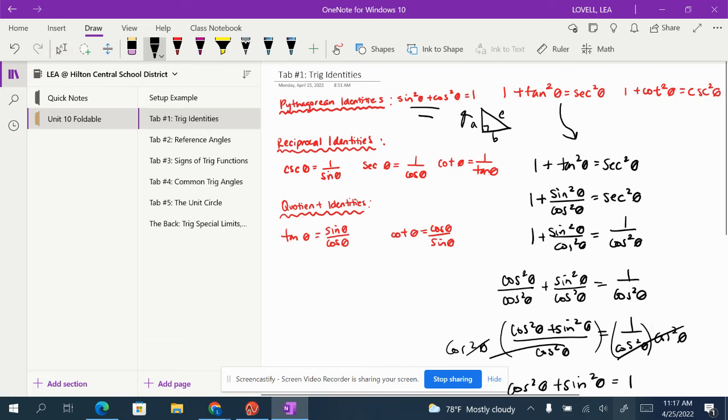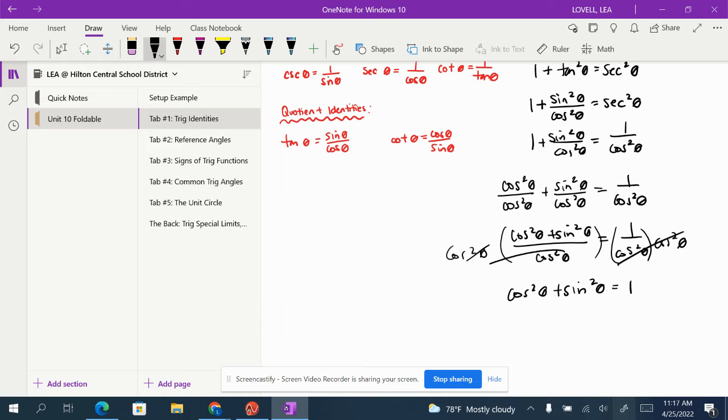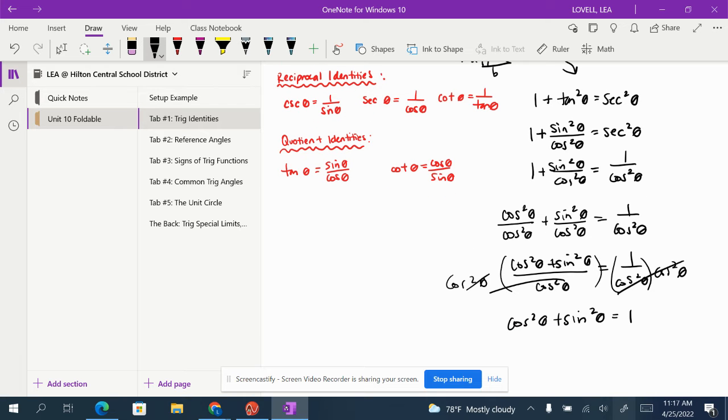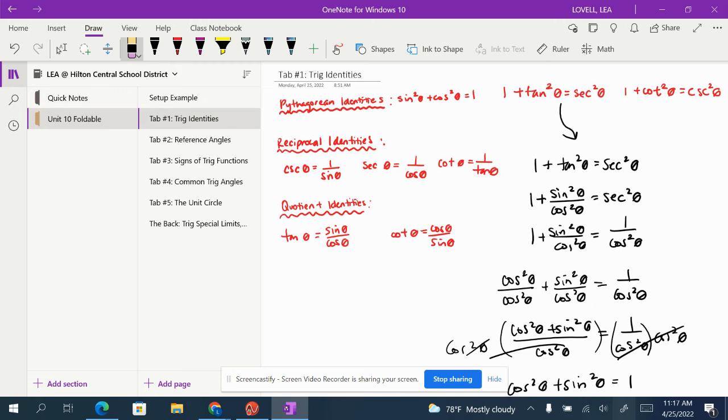So we have gone ahead and proven that 1 plus tan squared theta equals secant squared theta, because we can rewrite it and it becomes the first Pythagorean identity, which we have already proven with the Pythagorean theorem. So we now know where 1 plus tan squared theta equals secant squared theta comes from.